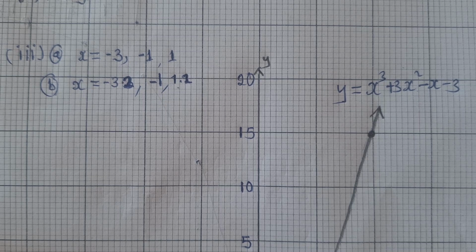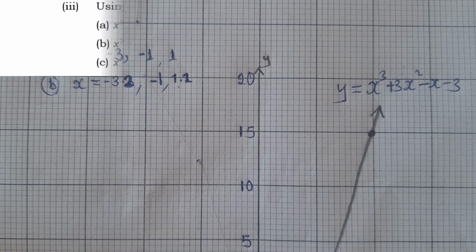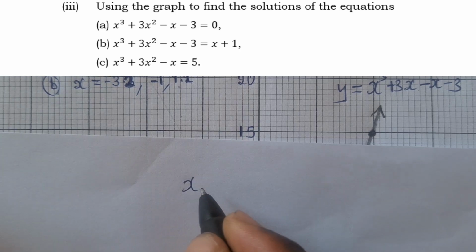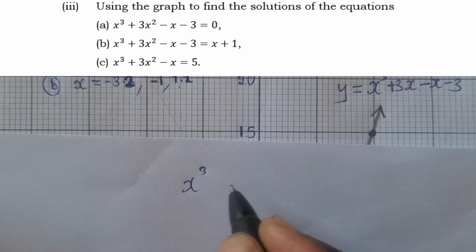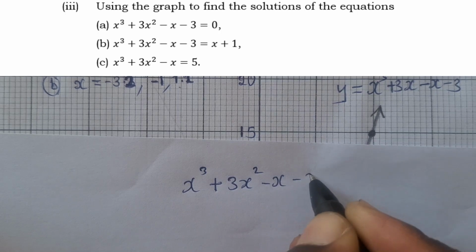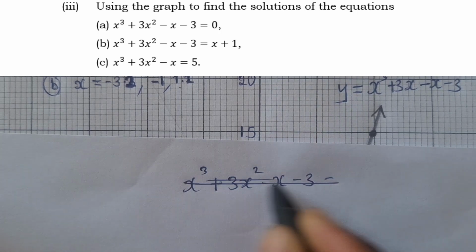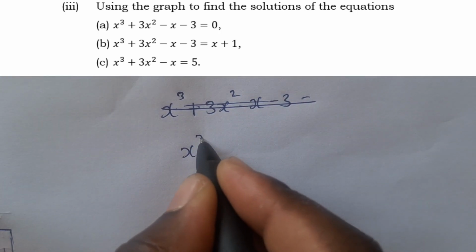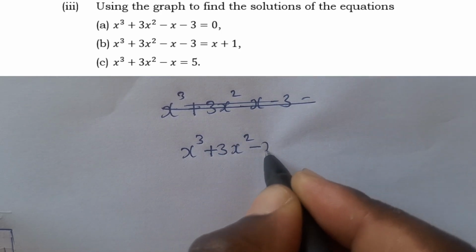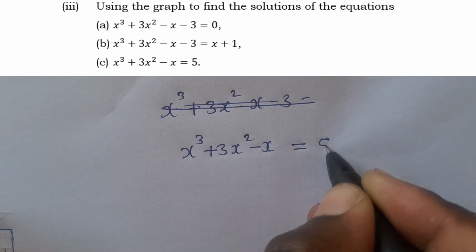Now for the last one, what did I say about the last one? If you try to compare with the original, it's not the same. It looks like this: x power 3 plus 3x power 2 minus x minus 3. Oh, sorry. The last one is not like this. It ends here, and then it's equal to 5.